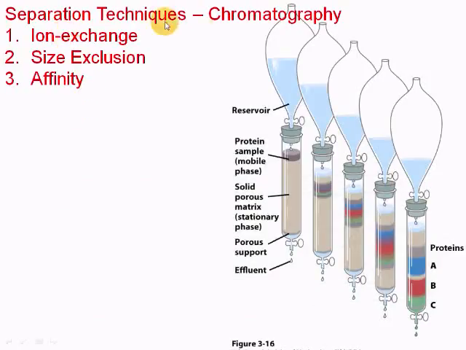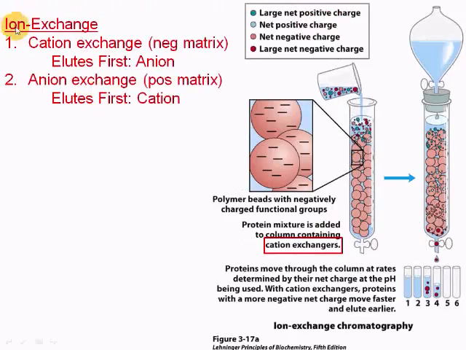Okay, we're moving on to separation techniques. We're going to use chromatography, and there's 3 types: ion exchange, size exclusion, and affinity. Okay, we're going to look at ion exchange first of all. And so we have this long tube, and we fill the tube with these beads, and those are called a matrix. And so you call the beads a matrix. And so there's 2 types of ion exchange. There's cation exchange and anion exchange.